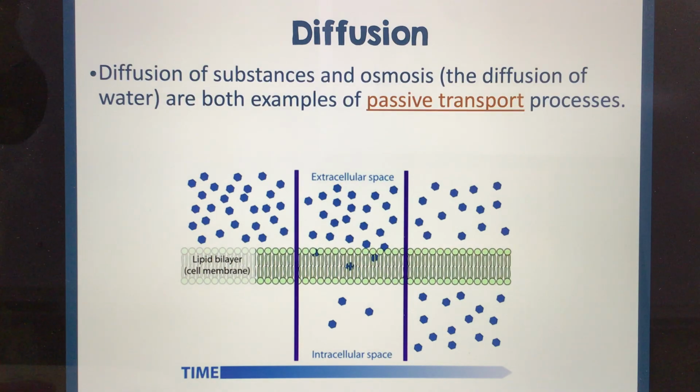All right, so the first method of transport is through diffusion. Diffusion of substances and osmosis are both passive, so they're able to pass through, they're passive transporting. This is some pretty in-depth stuff, so if you just put diffusion is the diffusion of substance, just kind of write the definition there.